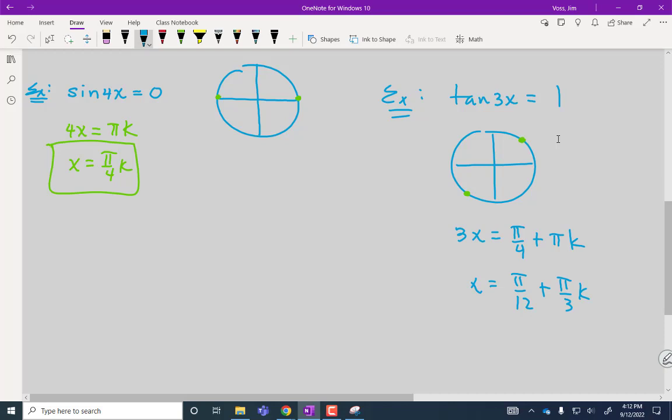So unit circle. Unit circle is key whenever you're trying to solve a trig equation, a basic trig equation. A basic trig equation is a trig function of an angle that's equal to a constant. That's a basic trig equation.